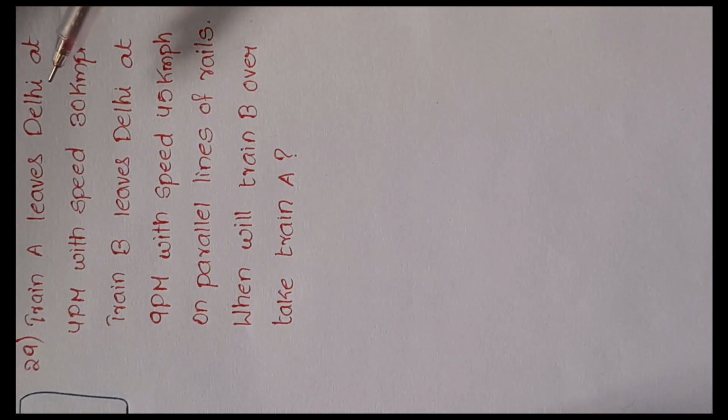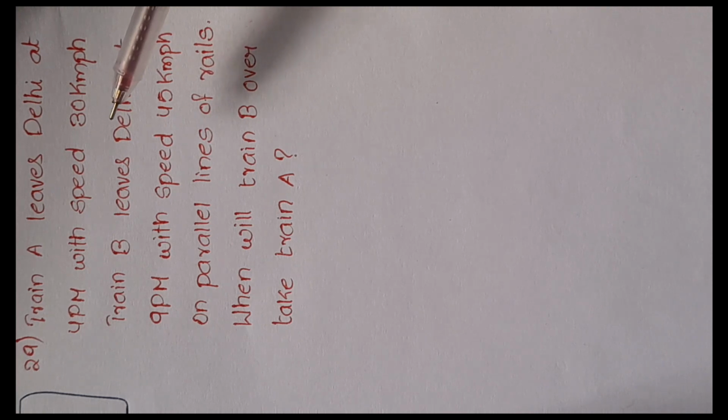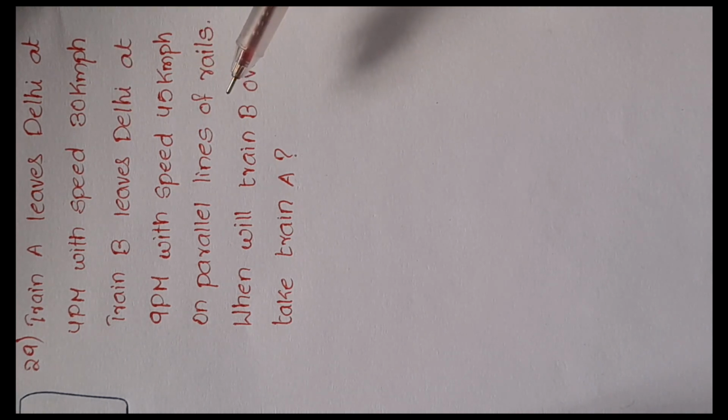Question number 29. Train A leaves Delhi at 4 pm with speed 30 km per hour. Train B leaves Delhi at 9 pm with speed 45 km per hour on parallel lines of rails. When will train B overtake train A?